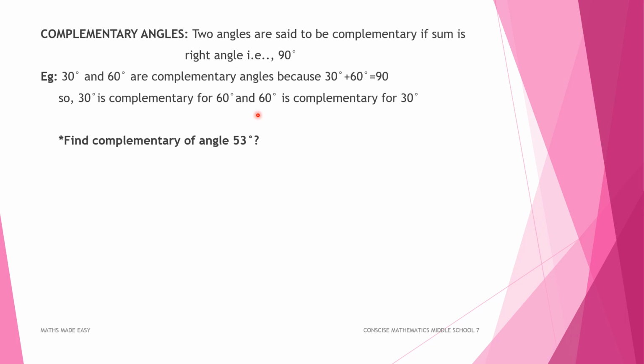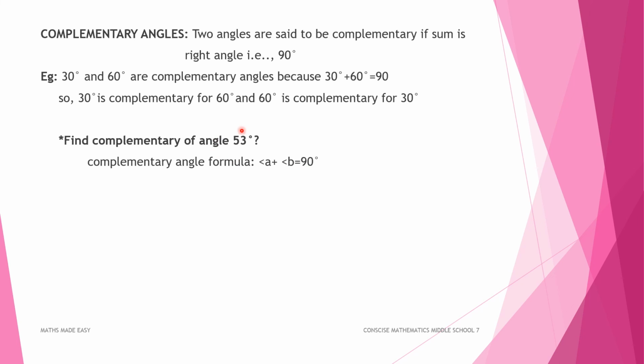Here, find the complementary angle of 53. You need to remember this statement, and from it you will get a formula. For complementary angles, the formula is angle A plus angle B is equal to 90 degrees. The two angles are said to be complementary if the sum of the angles is a right angle, right? So when we add these two angles, it should become 90 degrees.